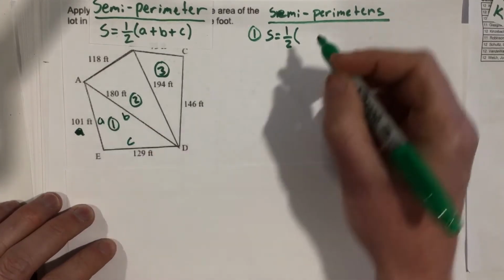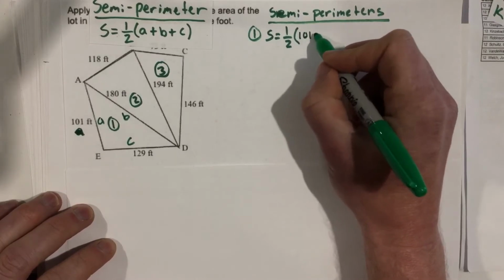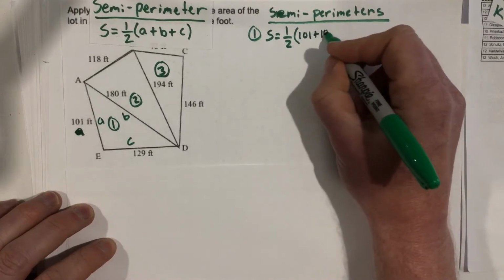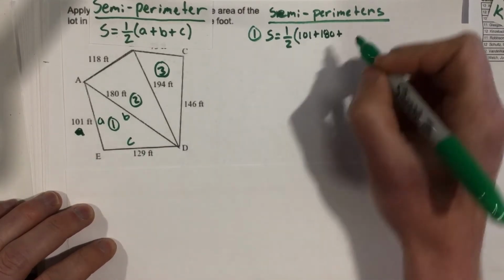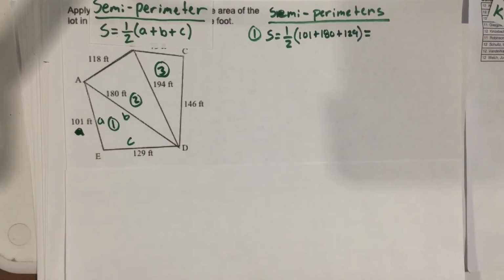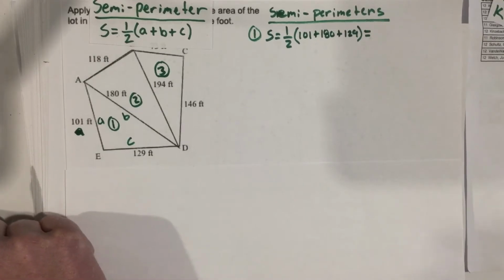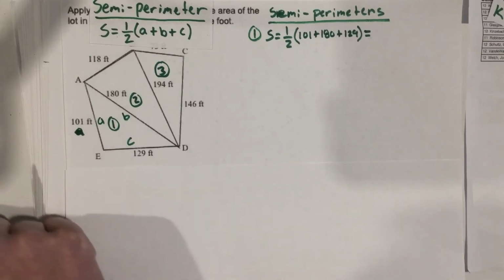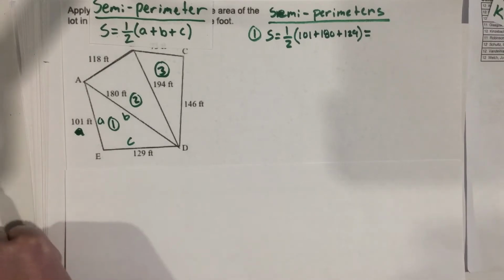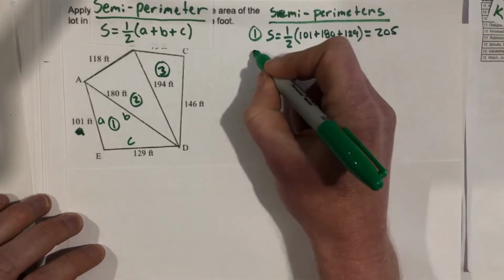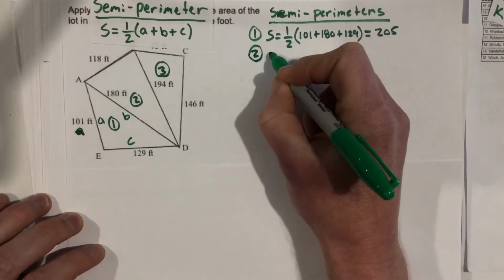So this side's A, so that's 101 plus B, which is 180, plus C, which is 129. Put that in the calculator. 101 plus 180 plus 129, and then we take it times 1/2, and we get 205 for our semi-perimeter. Okay, for number 2 then, let's do the same thing.